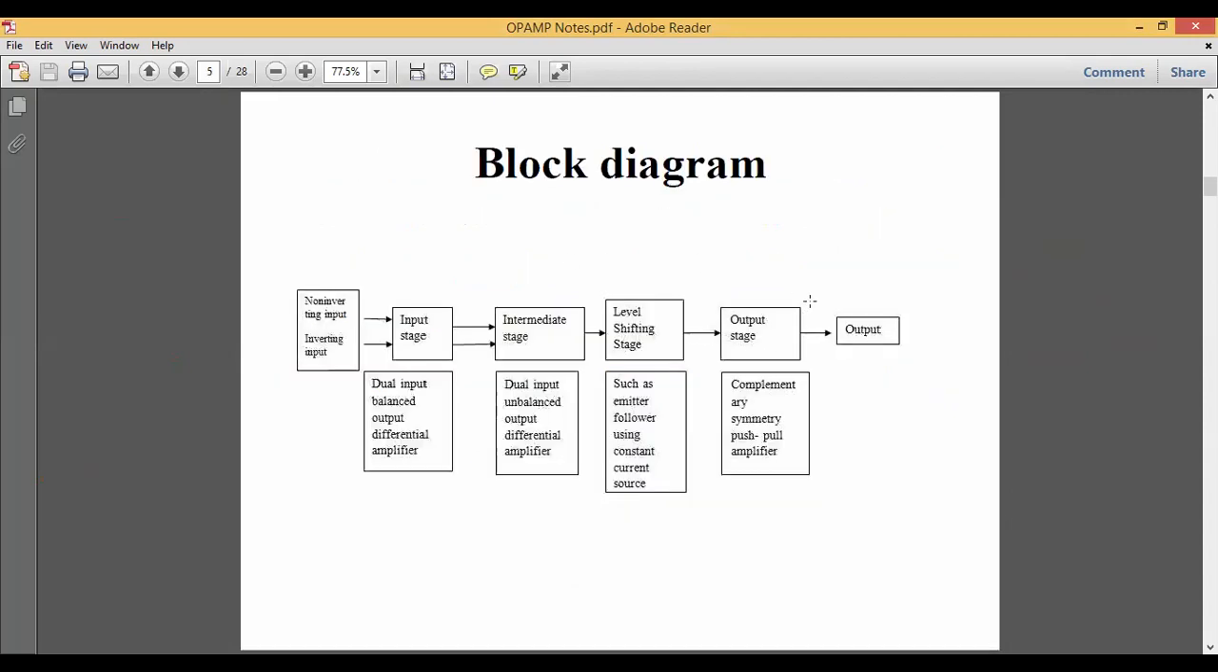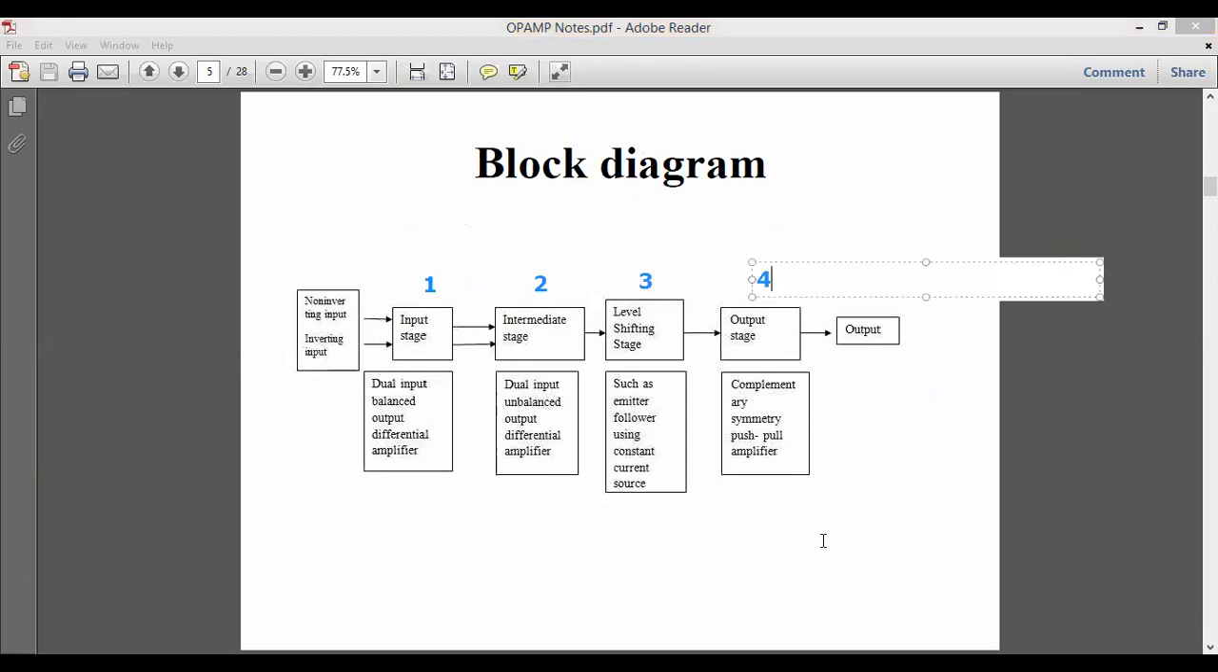Now this is the block diagram of the operational amplifier. The basic block diagram of the operational amplifier has a few stages. The first stage is your input stage. The second stage is your intermediate stage. The third is the level shifting stage, and the fourth is nothing but your output stage. The input stage has the input, which can be either non-inverting or inverting, and this is our final output stage.